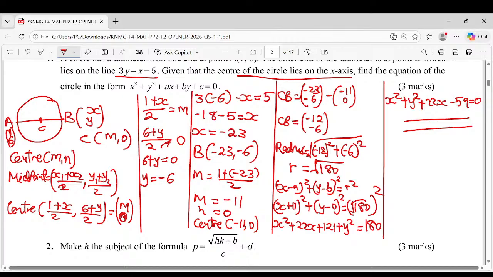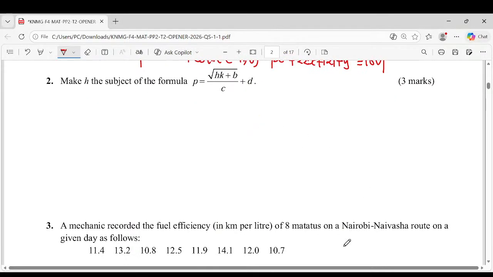Let us have a look at question number 2 of this paper. Make h the subject of the formula. You've been given P is equivalent to the root of (hk plus b) all over c, plus d. We need to make h the subject of the formula.